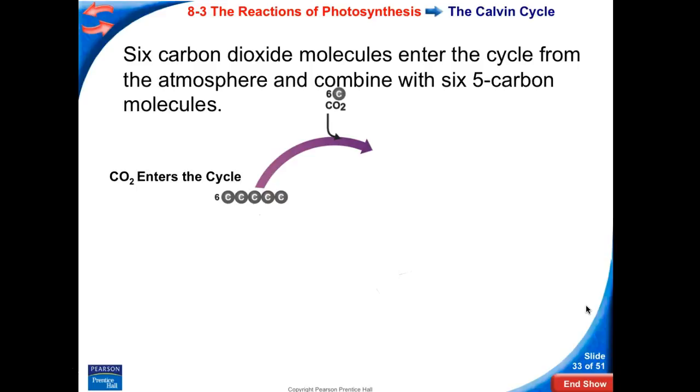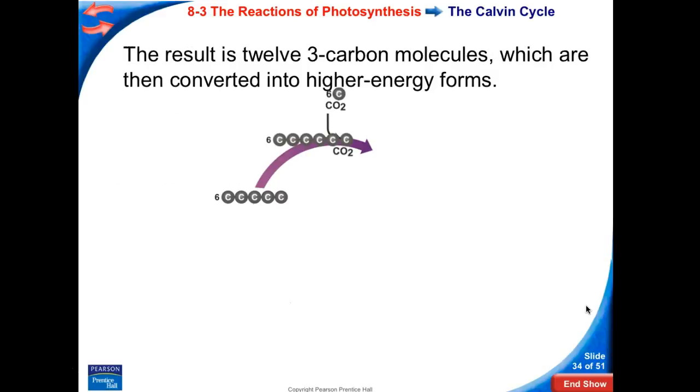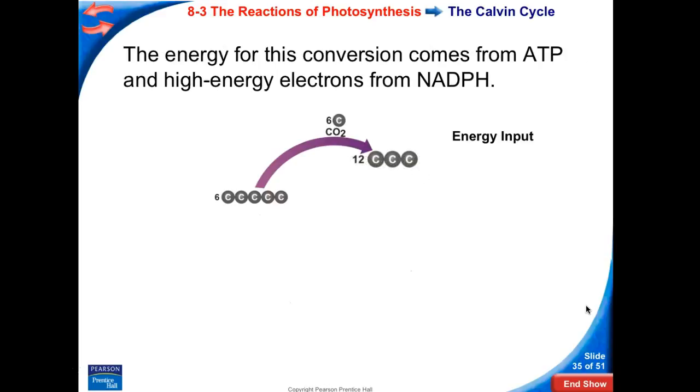Here's what's happening. 6 carbon dioxide molecules enter the cycle from the atmosphere to combine with 5 carbon molecules. The result is 12 3-carbon molecules, which are then converted into higher energy forms. The energy for this conversion comes from ATP and high energy electrons from NADPH. So here we have some energy input coming into this step.